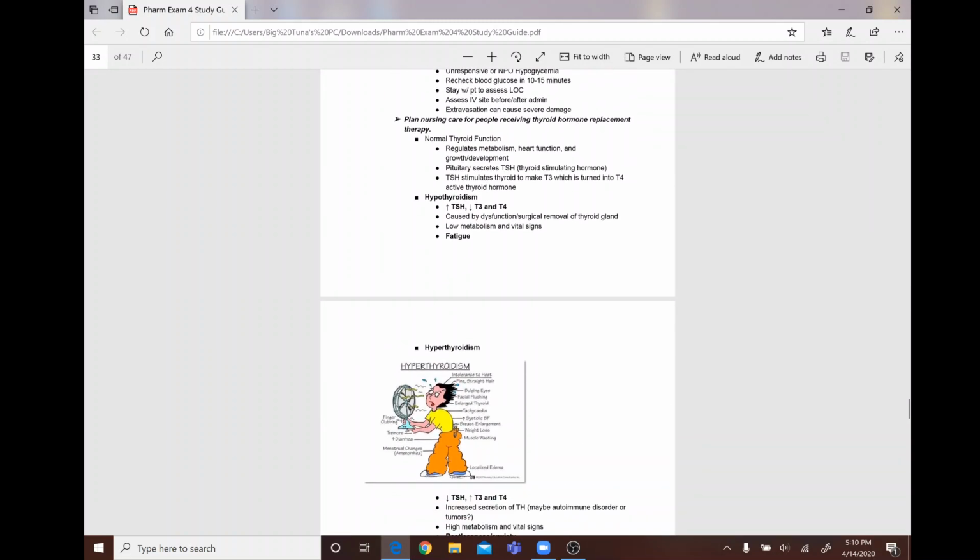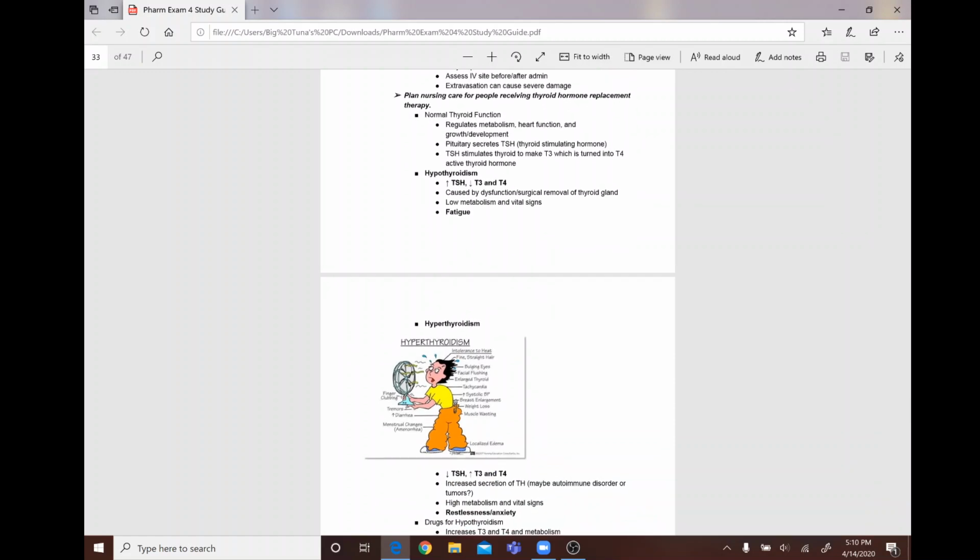All right, so normal thyroid function regulates metabolism, heart function, and growth and development. The pituitary secretes TSH, and then TSH stimulates the thyroid to make T3, which is turned into T4. Hypothyroidism has increased TSH but decreased T3 and T4. It's caused by a dysfunction or surgical removal of the thyroid gland. You'll see low metabolism and vital signs, and they complain of fatigue.